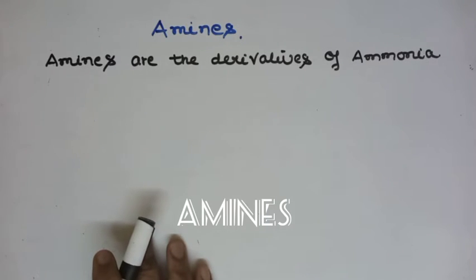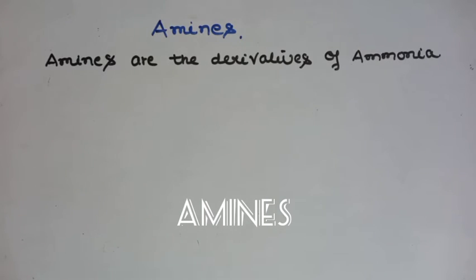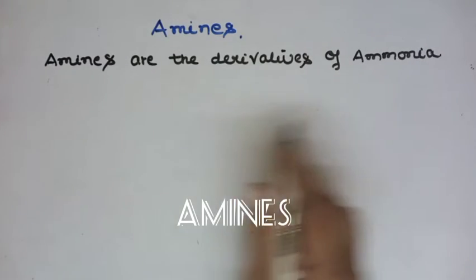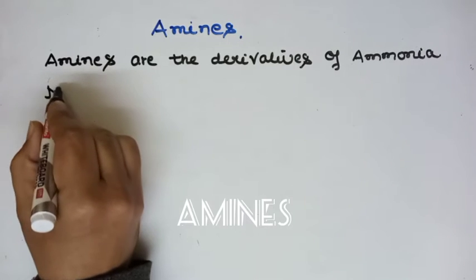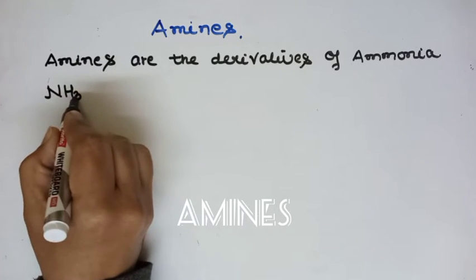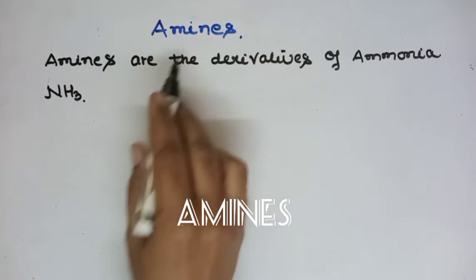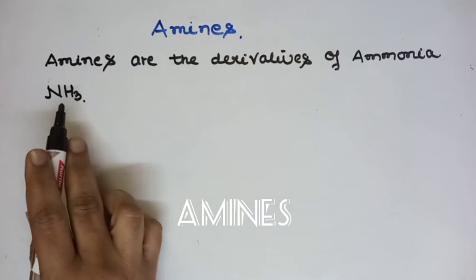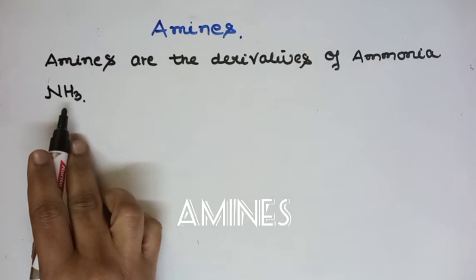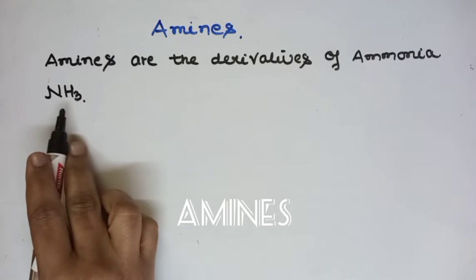Hello students. Today we will start the new chapter of organic chemistry. This one is amines. Now what are amines? Amines are basically the derivatives of ammonia. Ammonia has the formula NH3, and amines get formed when hydrogen of NH3 gets replaced by an alkyl group.